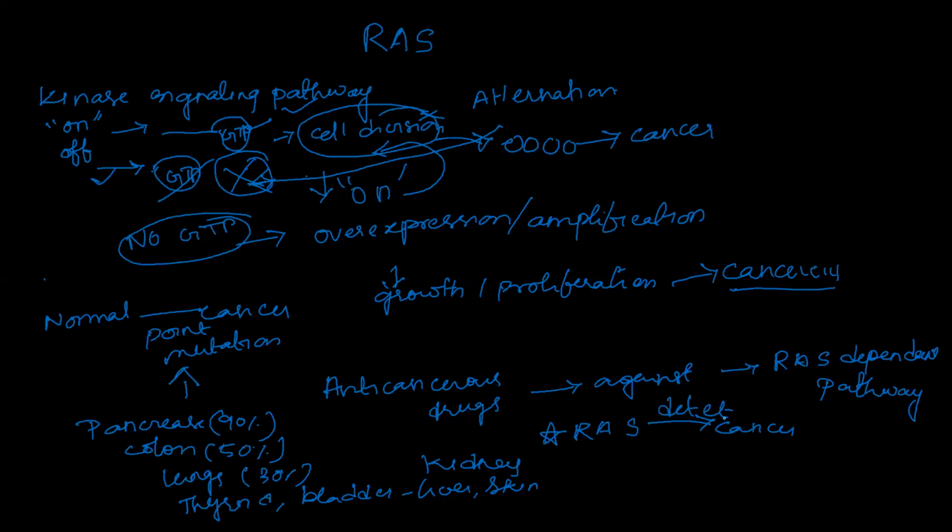So just a point mutation is enough for a normal cell to turn into cancer. In different kinds of cancer, they have seen that there is an elevated level of RAS gene. And one of the good features is that when it is high in concentration, it can be used to detect certain cancers, especially pancreatic cancer. Now let's move on to the next.